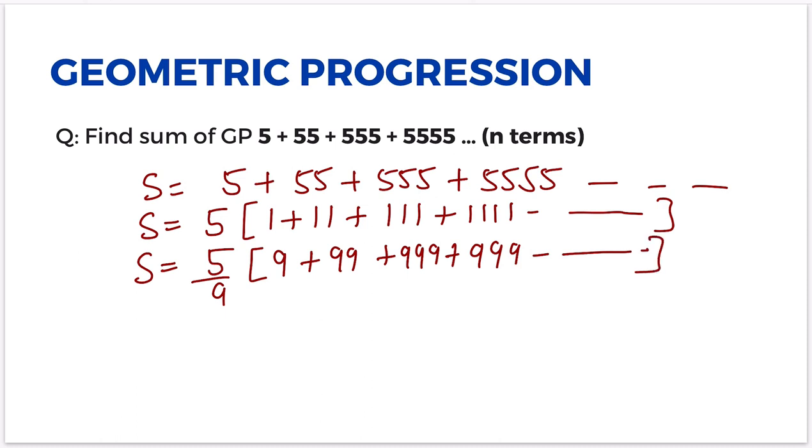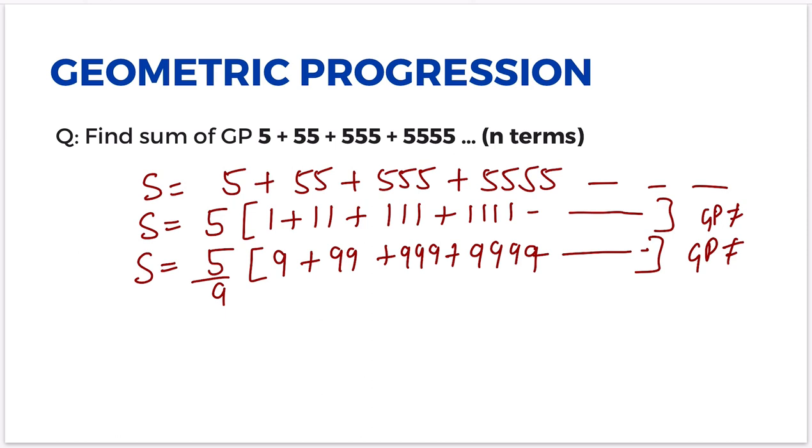Why am I doing this? These are fixed steps, right? First take out 5, so you will be left with 1, 11, 111, 1111 and so on. But since this is also not a geometric progression series, this is not even a GP right now, so we need to do further formatting. So multiply and divide by 9. You will get 9, 99, 999 and so on. But still, this is also not a geometric progression series.